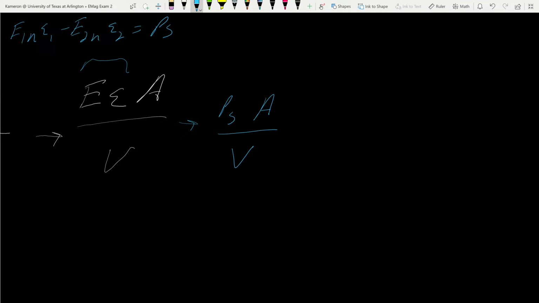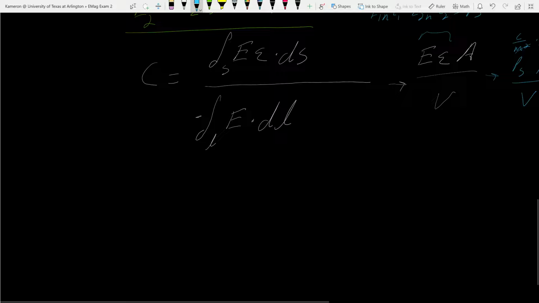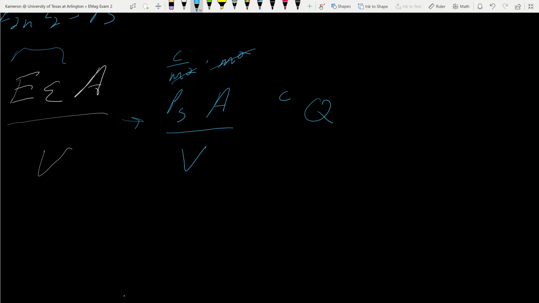So we know surface charge density is coulombs per meter squared, and area is just meters squared. These cross out and you have coulombs. Well, coulombs is the units for charge. So we have Q over V is equal to C. That's something we can work with right here.